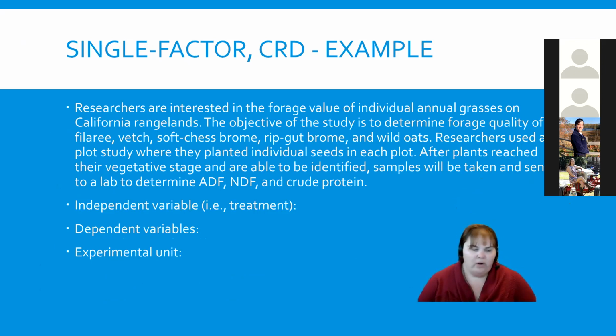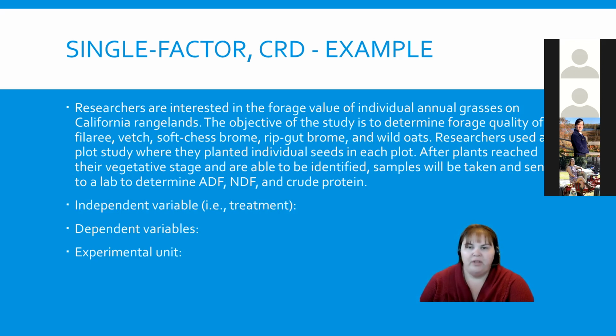So if we were going to do this with a single factor, completely randomized design, the research scenario may read something like this. Researchers are interested in the forage value of individual annual grasses on California rangelands. The objective of the study is to determine forage quality of filaree, vetch, soft chess brome, ripgut brome, and wild oats.